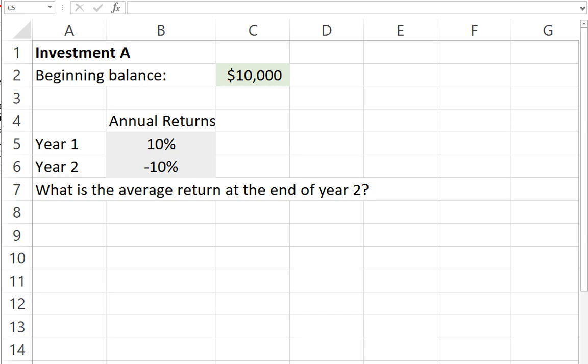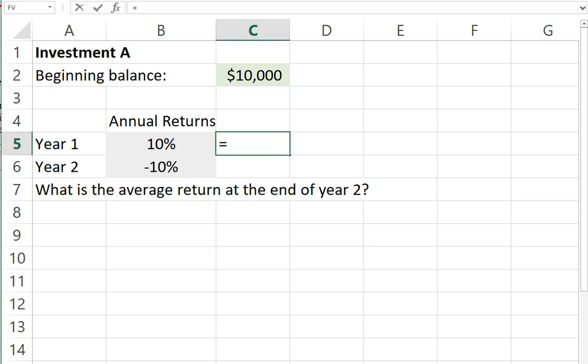So the question is, what was our average return on this 2-year period holding? We tend to think, oh, well, we made 10, we lost 10, so we may end up having the same, we average 0%. So we have the original $10,000. So let's do the math.